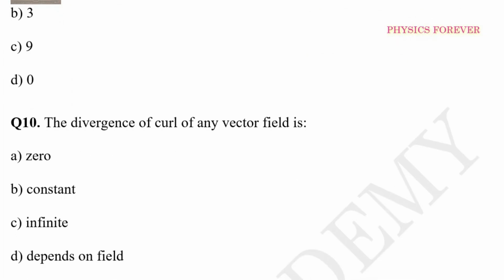Okay, so question number 10, the divergence of curl of any vector field is always identity. There should be identity vector. The divergence of curl is equal to 0. Option A is correct.